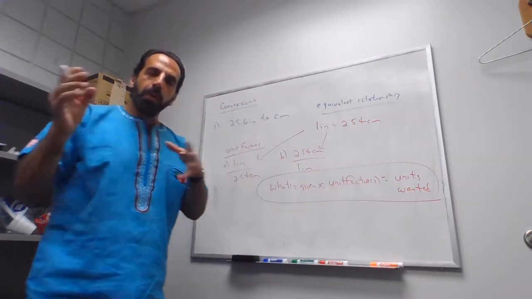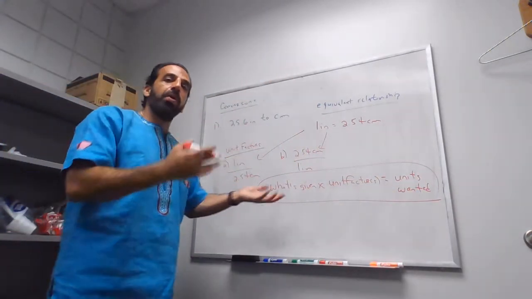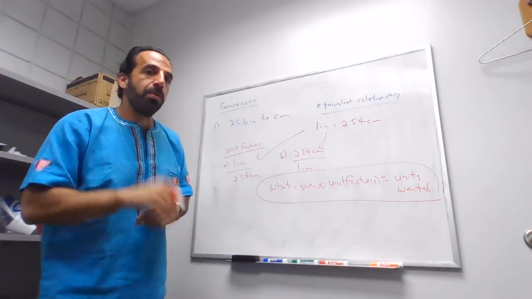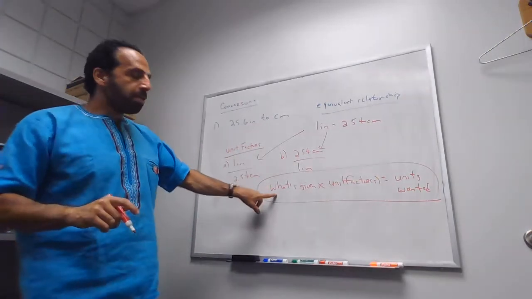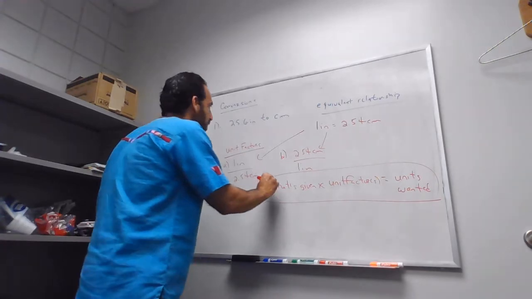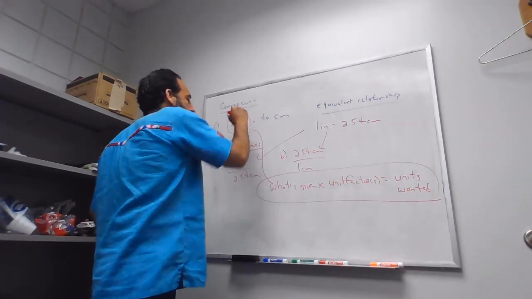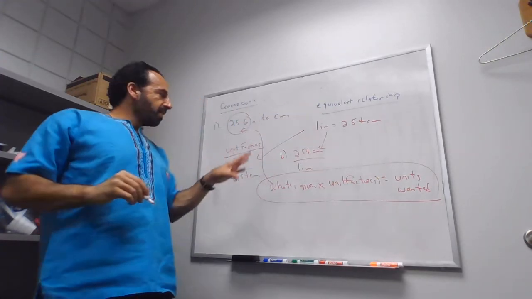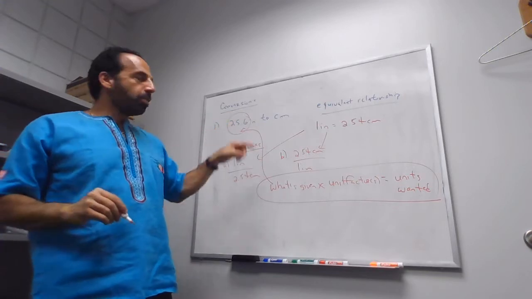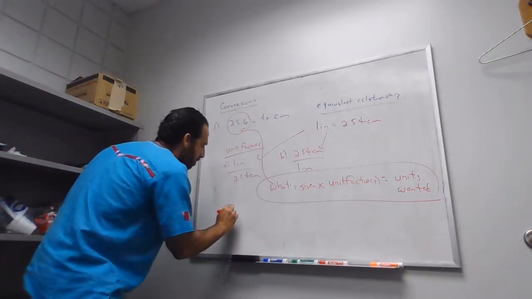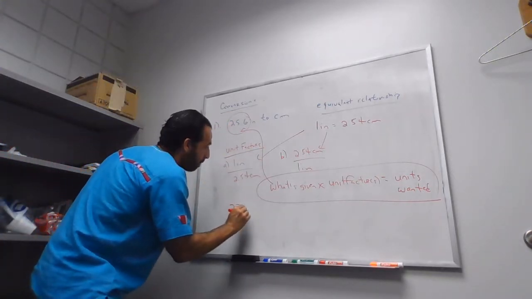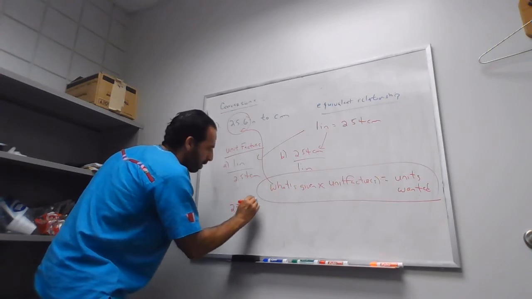Again, do conversions any way you want to. This is just a method that we use a lot in science, but you never have to use this method if you don't want to. The what's given is always in the original problem. So it's going to be this right here. It's not going to be the equivalent, it's not going to be the unit factor, it's always the one in the original. So in this case, it's 25.6 inches.